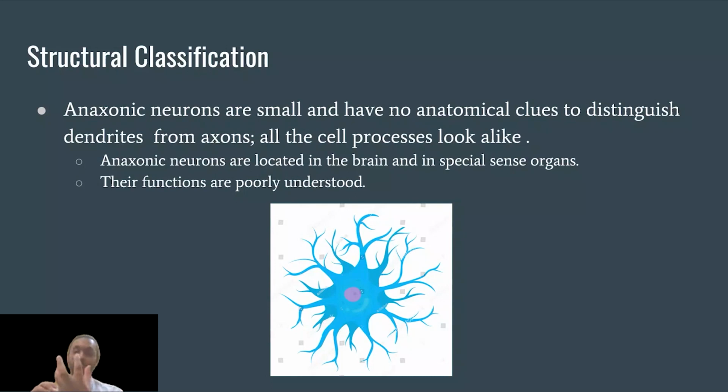These are basically neurons where you cannot differentiate between the axon, dendrite, cell body, or myelin sheath, nothing. You can't differentiate between anything, right? They're small, they have no clues to distinguish dendrites from axons, and all cell processes look alike. So if you can see that image, it looks like a place where you don't know what is going on, right? Anytime there can be electrical impulses going in any direction. And therefore we don't really understand them very well, right?